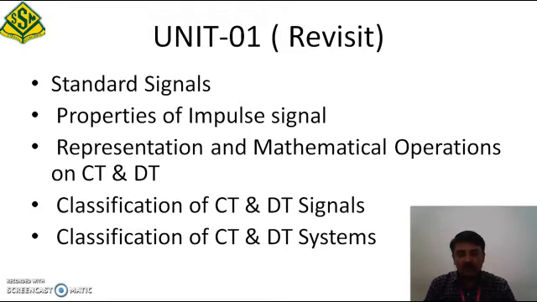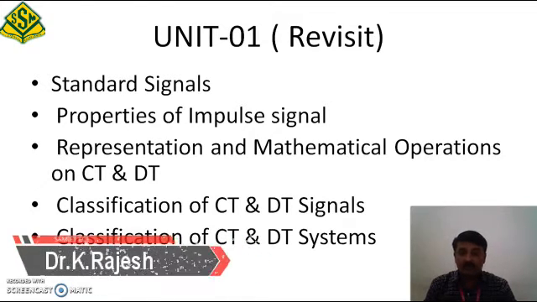Second, periodic and non-periodic. Third, even and odd. Fourth, energy and power. Fifth, causal and non-causal. This is applicable for both CT and DT signals. Only 5 main types are available. We can expect questions from these 5 types only. Don't worry about the remaining.